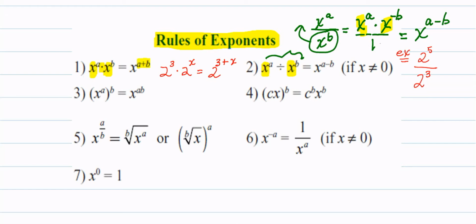So the smaller number we would like to be subtracted from the larger. So we want to cross the 3 exponent over. I want to take this value in the denominator and bring it upstairs. So we'll have 2 to the 5th minus 3rd power, so that'll be 2 squared. And of course, ultimately a 4 is your answer.